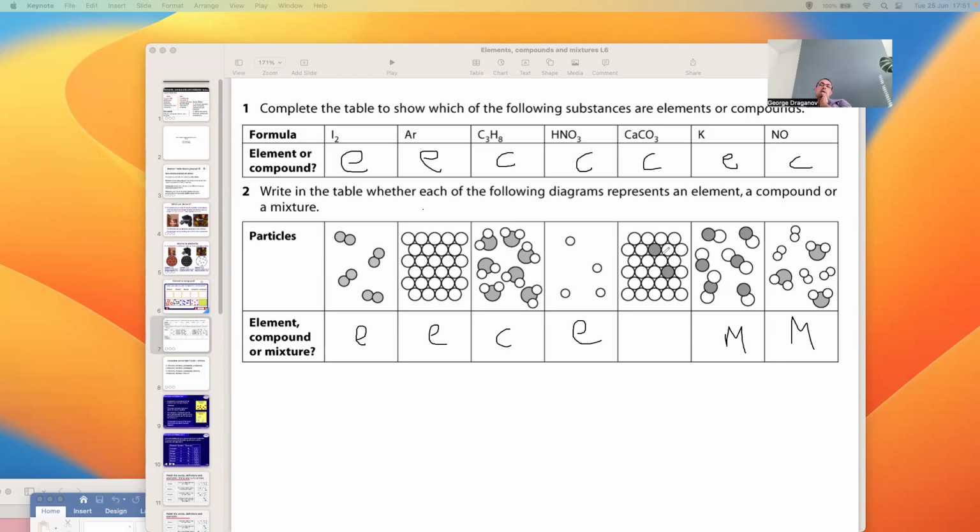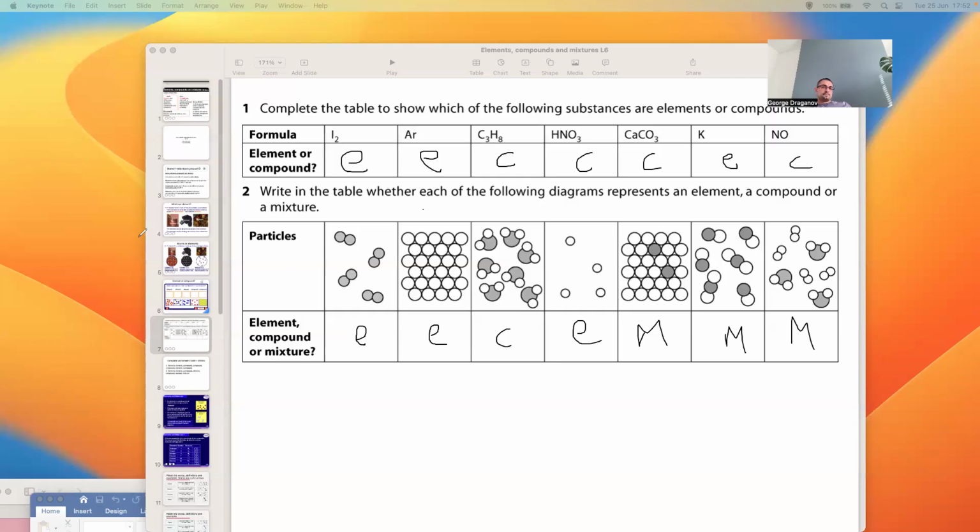Now this one, you might say it's a compound because it has different colors touching. But the thing about a compound is it also has to have a fixed proportion of particles. Here we have only two gray ones and all the other ones are white. So that's not actually going to form a ratio, a particular proportion, which actually makes it a mixture. This is actually an alloy, which is a mixture of either metals or a metal and another element.